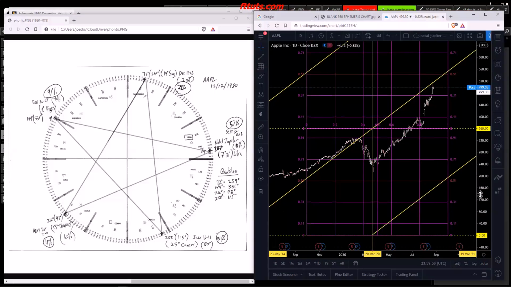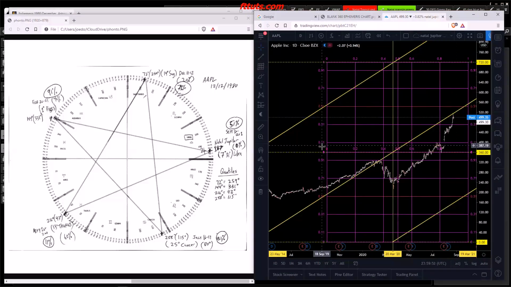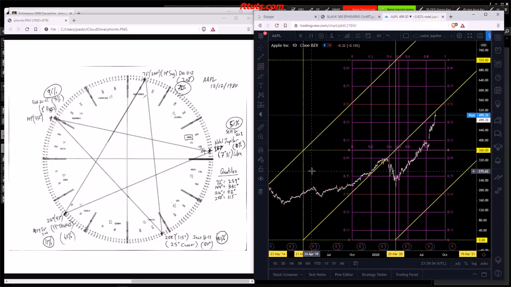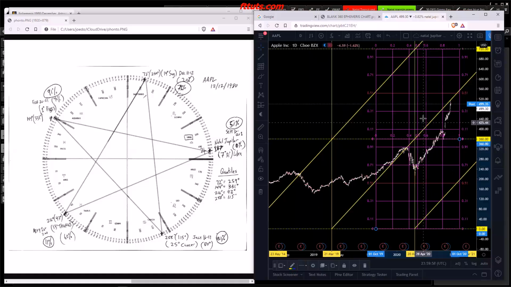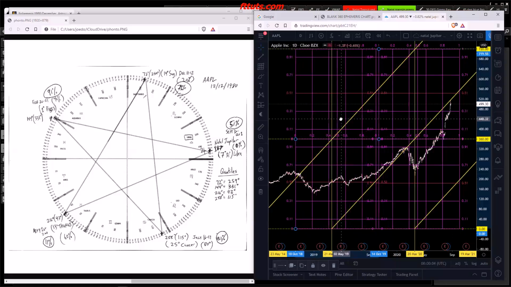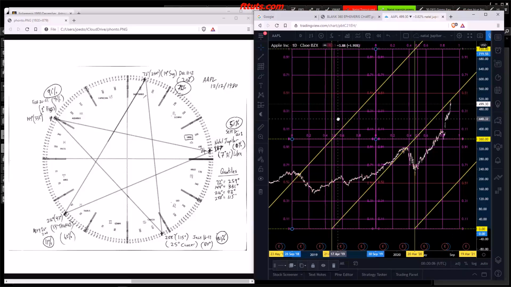Okay, so you can take this now, and every year there is technically a solar natal Jupiter return. The Sun returns to the position of natal Jupiter once a year.